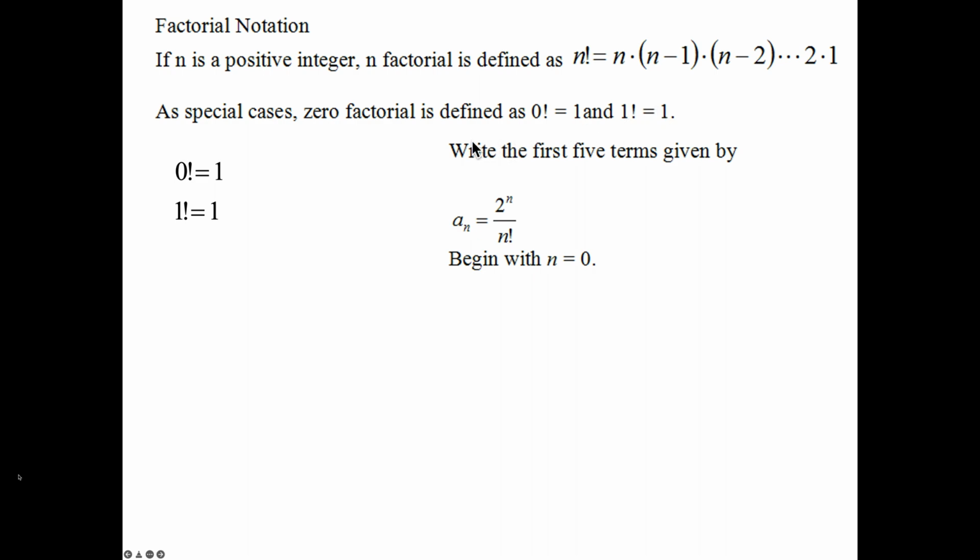So if we wanted to write out a bunch of factorials here, so 2 factorial, that's the 2 times the 1, that's 2. 3 factorial, 3 times 2 times 1.